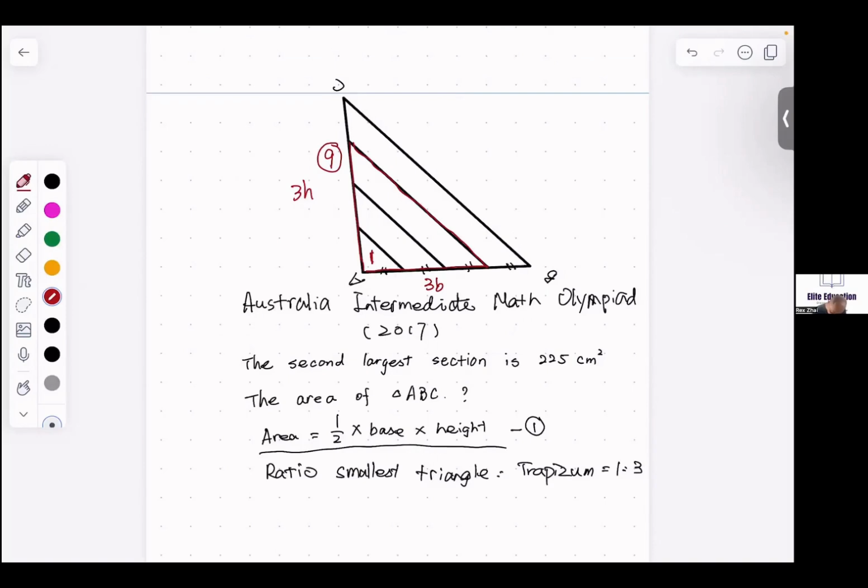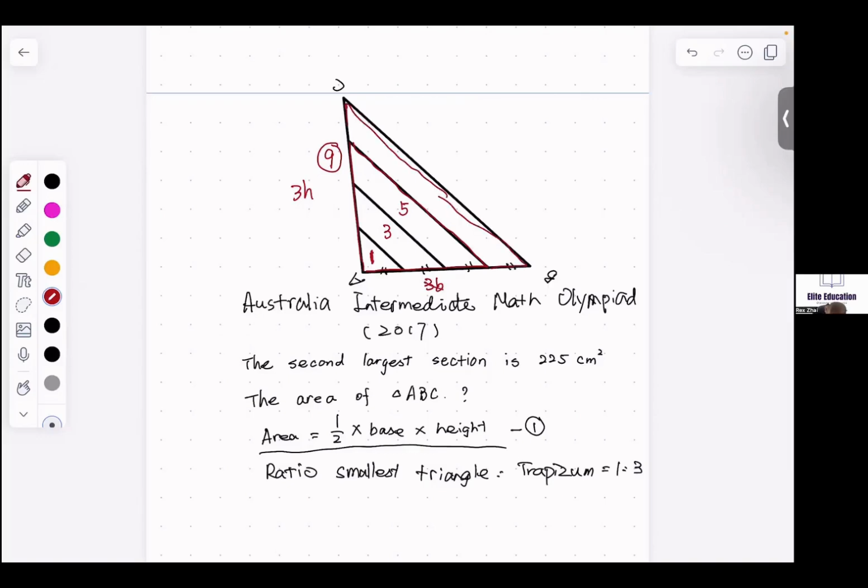So since now we know this is 1, this is 3, so the second trapezium there will be 5. Yeah, because this is the ratio: the ratio between the smallest one and this red triangle is 1 to 9, and then the ratio must be 1, 3, 5, which is the smallest, the second trapezium, and so on. Right, it's 1, 3, 5, and we can use the same concept for the biggest one, this time the biggest one here.